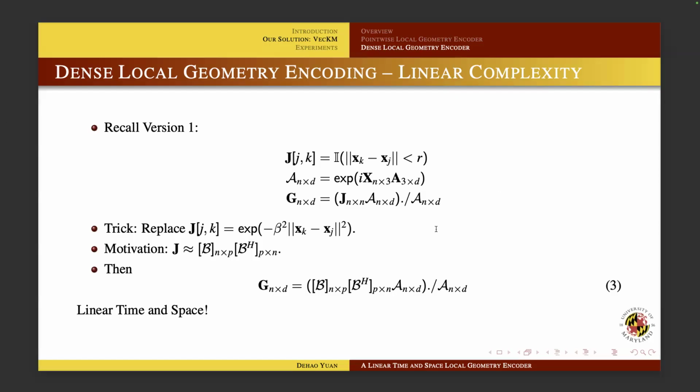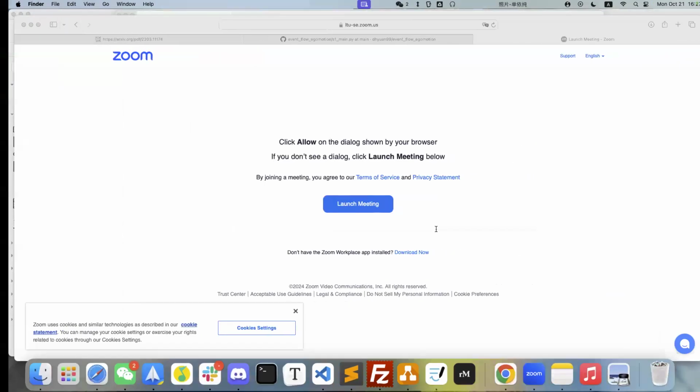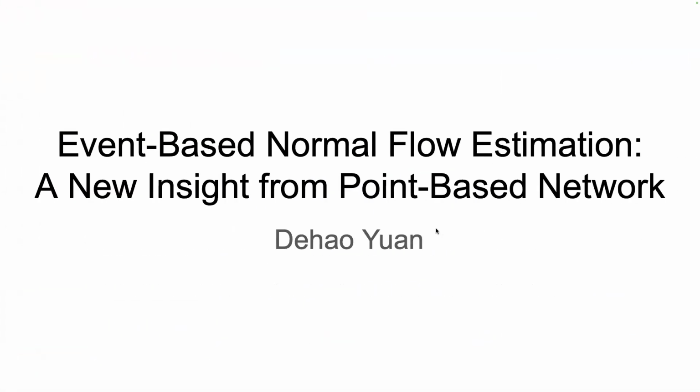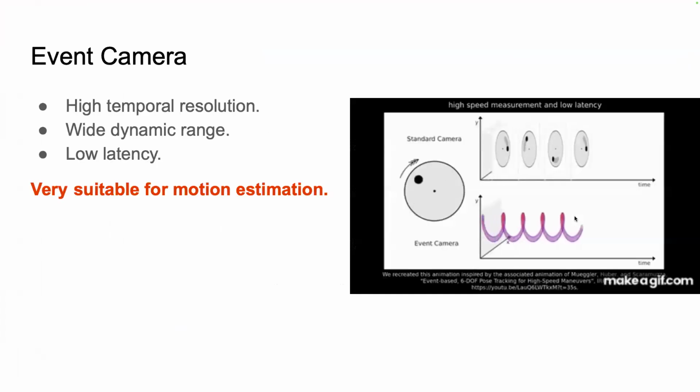Okay. So if you have no more questions, I would continue on the next part, which is another very cool application of this encoding. It is event-based normal flow estimation, a new insight from point-based networks. First of all, let me give a very short introduction of event cameras.